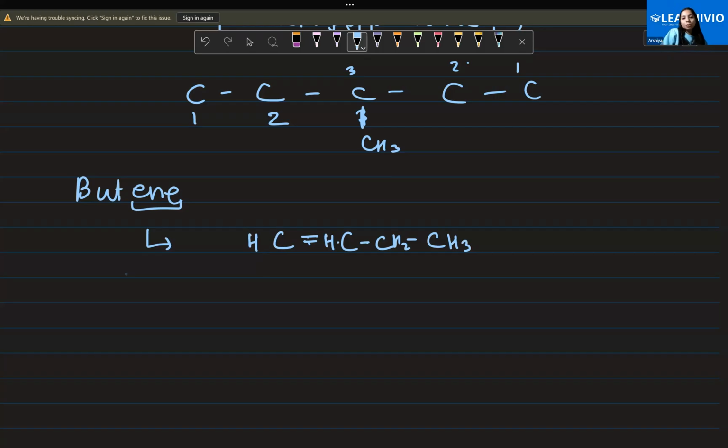Now, this is simple butene. If they ask you to draw butene or identify butene, you'll be able to do it. Now, if instead of making a double bond here, I would have made it somewhere like, let's say this was C, C, C. So 4 carbons. If I wanted to draw it here, like CH3, 1, 2, 3, 4.